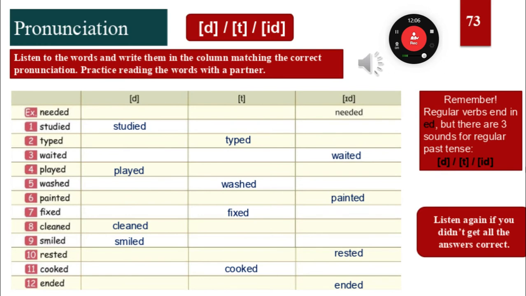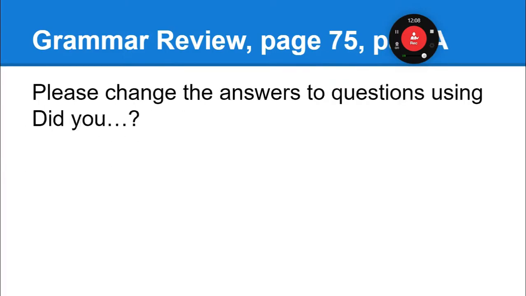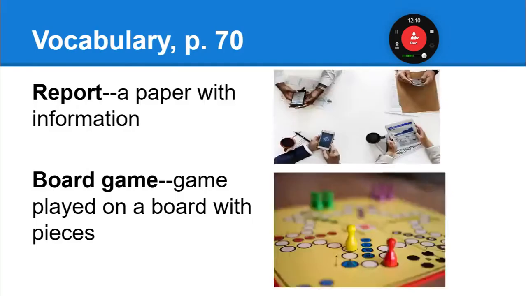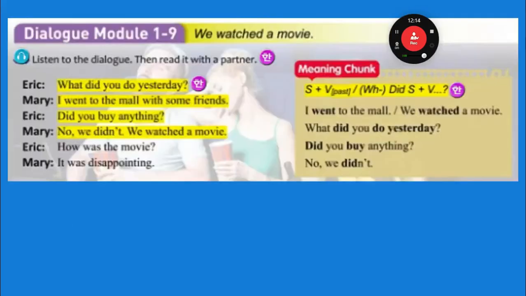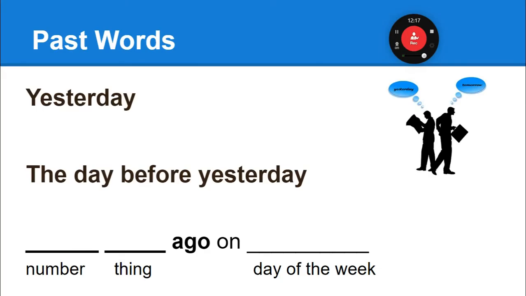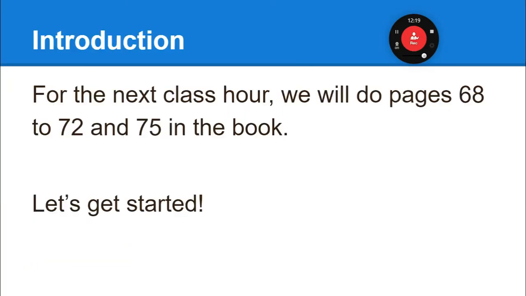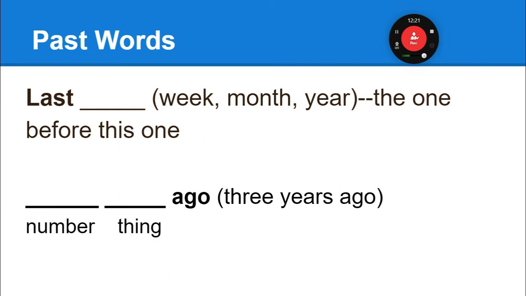Okay, now we're going to go over this chapter because it's really long and there was a lot that you needed to cover. What we're talking about today is past tense, talking about the past. So last is last week, last month, last year. It's one before this one. Something, something ago. A number, a thing, and then ago. Like 3 years ago, 2 weeks ago.